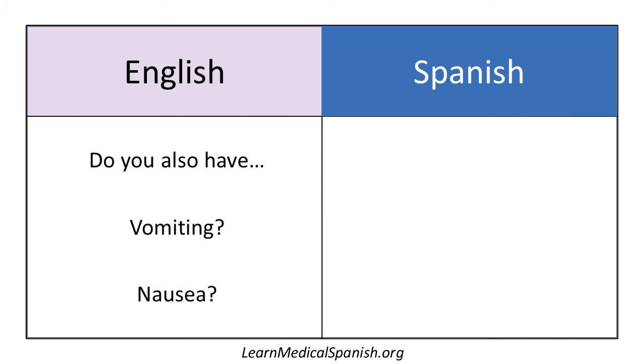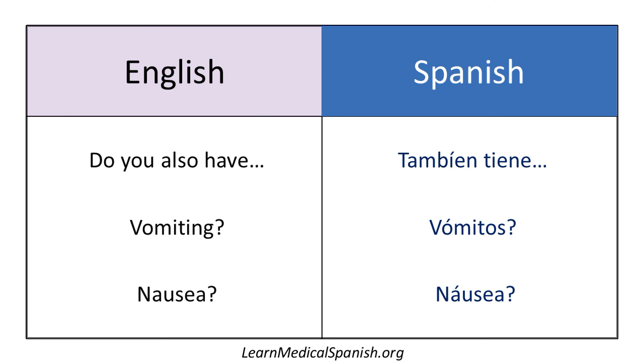Do you also have? And so this is going to introduce a list of several things that come after it. Do you also have? ¿También tiene? ¿También tiene? Vomiting? ¿Vómitos? Vómitos? Nausea? Náusea? Náusea?